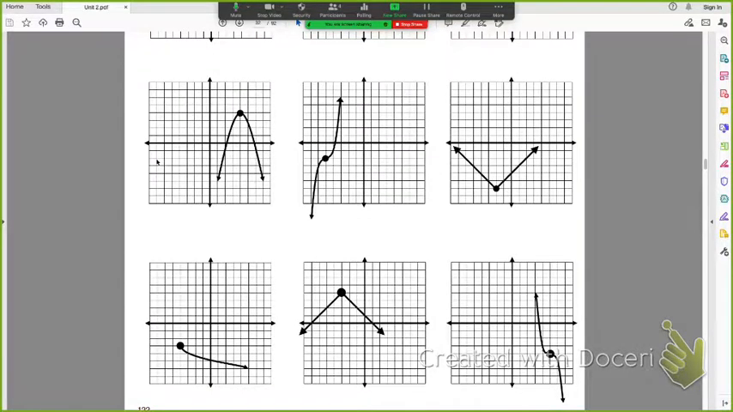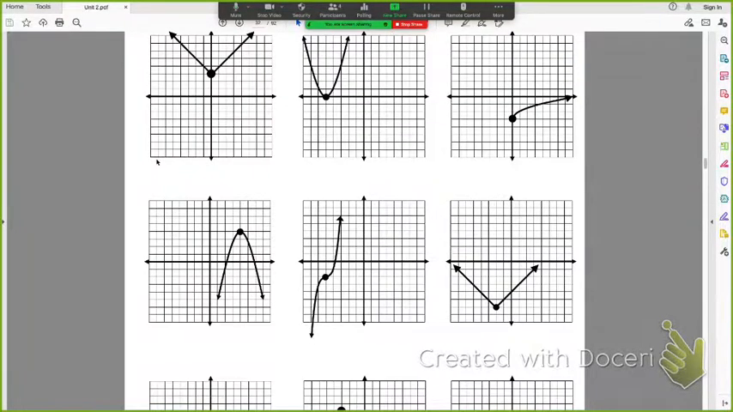Because, like on this page, there are no vertical stretches and shrinks. You're simply looking at this graph and saying, this is an absolute value that's moved up 3. Y equals absolute value of x plus 3. Done. Okay? So a lot of these you should be rolling very, very quickly through.